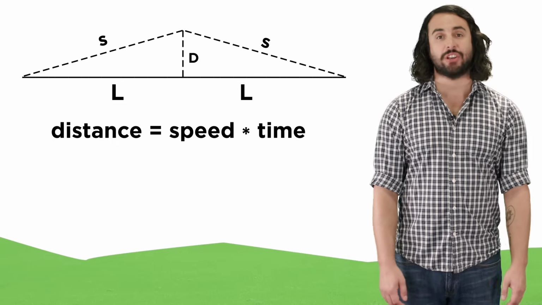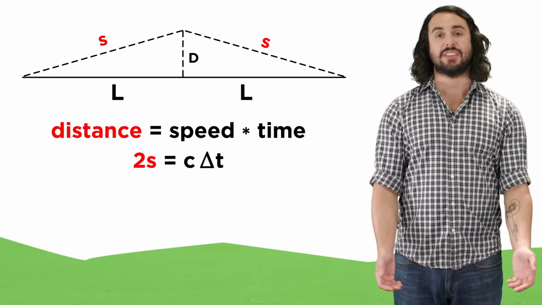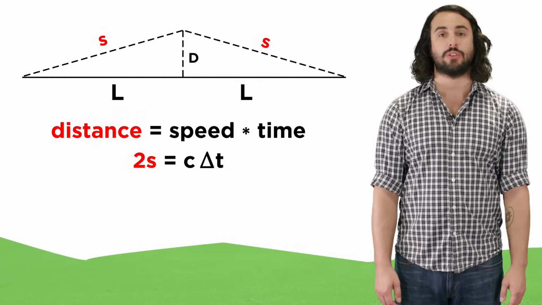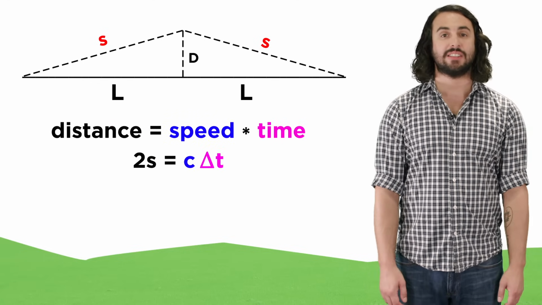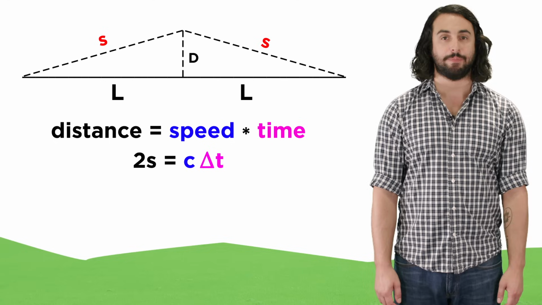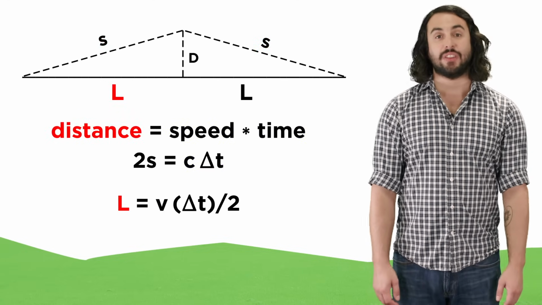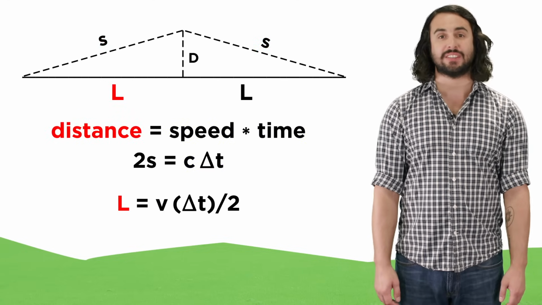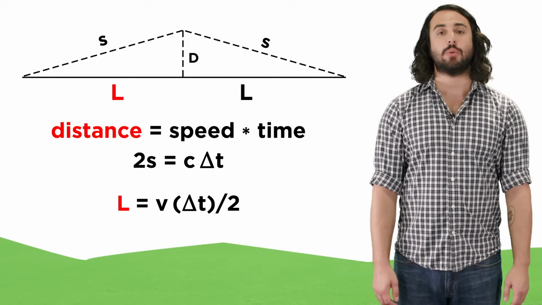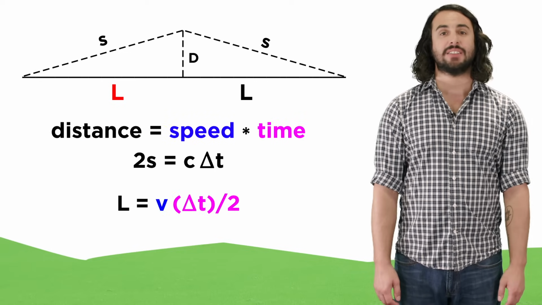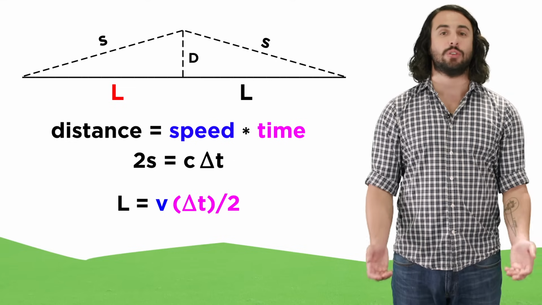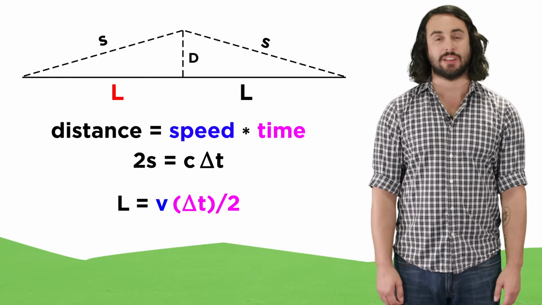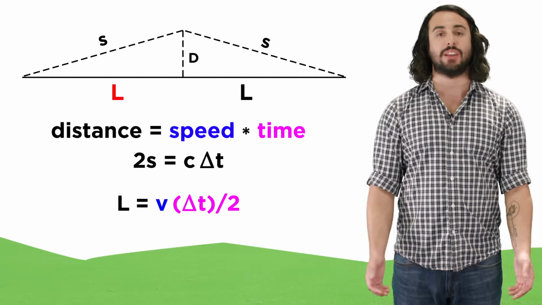Let's take this expression and realize that 2s, the distance traveled by the light pulse according to the person on Earth, is equal to c delta t, since distance equals speed times time. That also means that the distance L, being half the distance traveled by the ship, is equal to the speed of the ship, v, times the time interval, delta t, over 2, since L is only half the total horizontal distance. So L equals v delta t over 2.